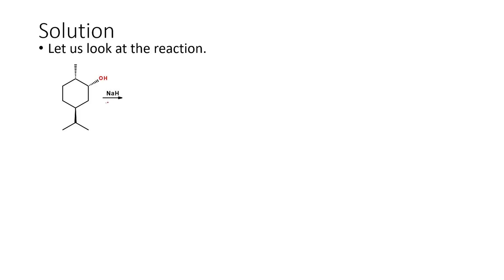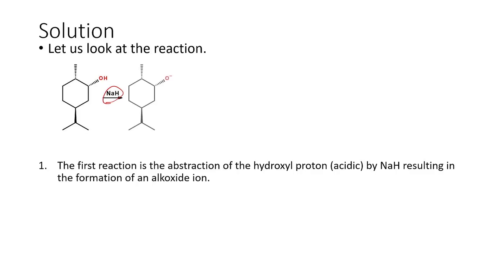The first step is we have a strong base. When we have a strong base, obviously we know the strong base is going to abstract the most acidic proton. And in this particular case, this hydroxy hydrogen is the most acidic one. So the base abstracts this hydrogen and we end up with the oxide anion. So this is the alkoxide, we can say. This alkoxide anion is formed in this particular case.